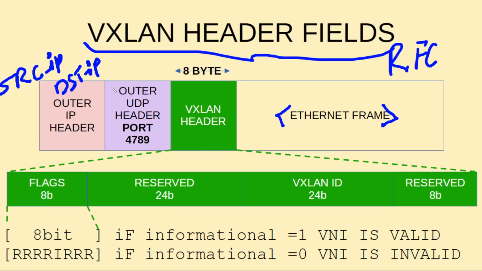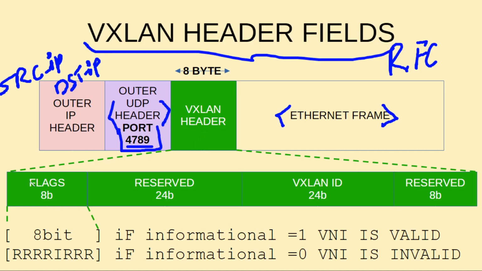Then we are going to use a UDP header with the port 4789. So this is quite useful because when the receiving VXLAN device examines this packet, it is going to be able to know that it is a VXLAN packet because it is going to see this port number. Then we are going to include the VXLAN header.